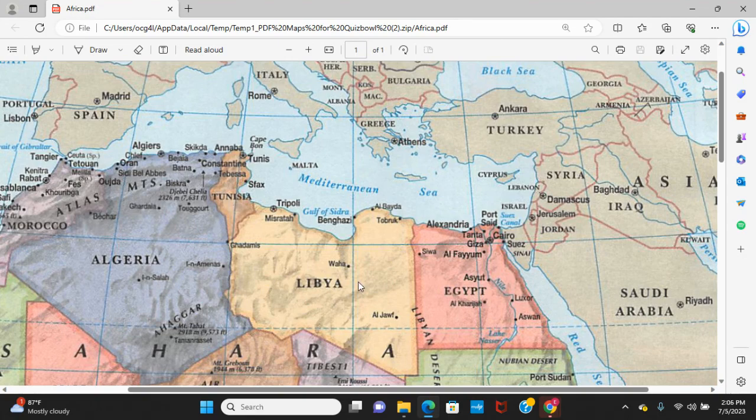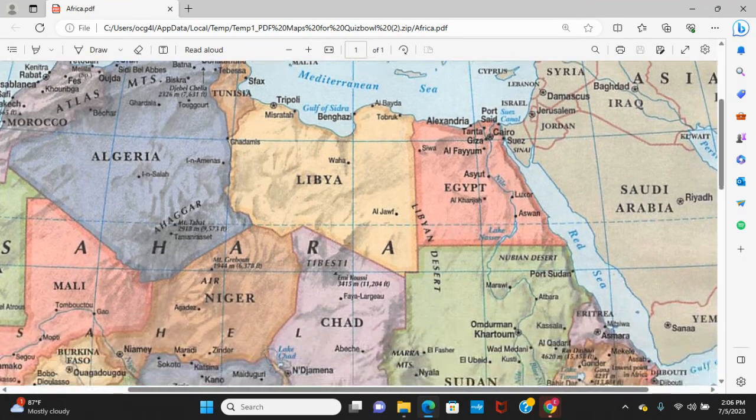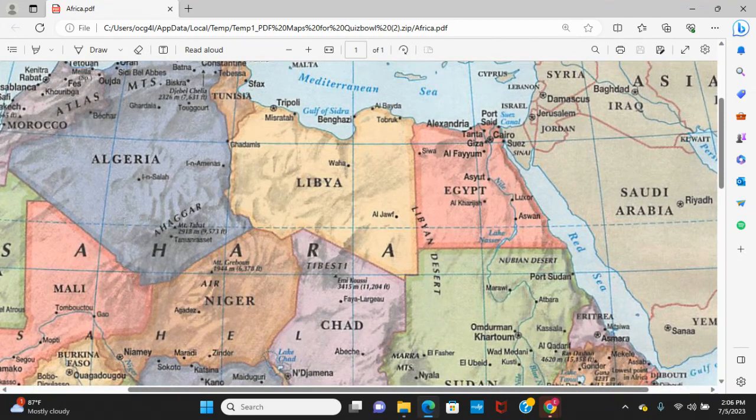We then move into Libya, which is a country that felt very much the changes of the Arab Spring. Its capital is, of course, Tripoli, but also Benghazi, which is the place where a set of American diplomats were killed following the toppling of Muammar Gaddafi.